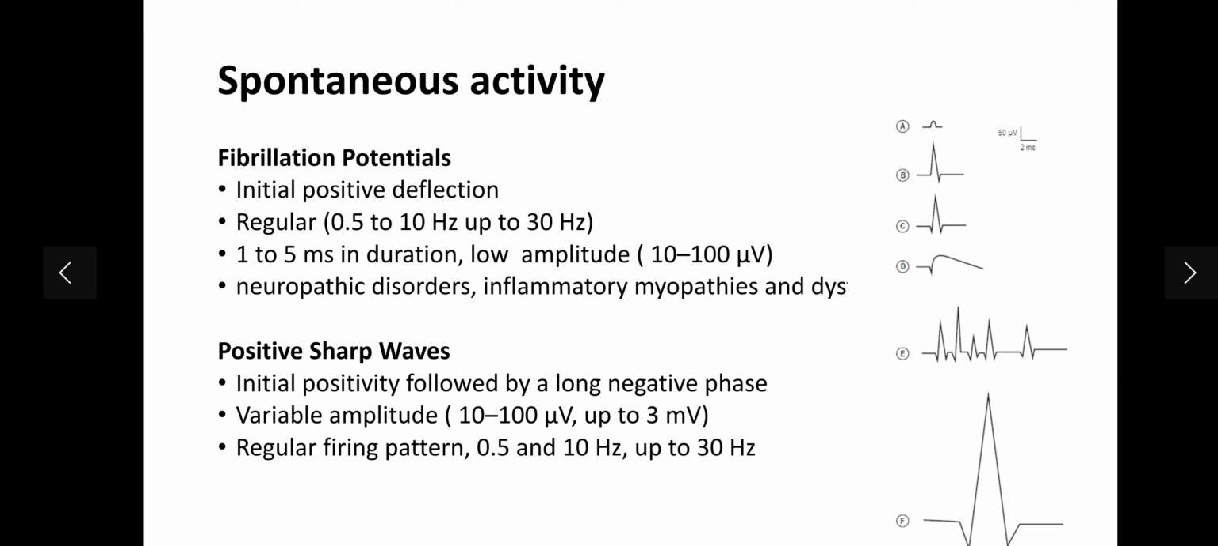Another thing is called positive sharp waves, and they have the same clinical significance as fibrillations. If you see positive sharp waves, they have the same significance. They indicate denervation. And they are muscle fiber action potentials, so they are small in amplitude, but they are different in that the initial part is a positive deflection followed by a long negative wave. We don't fully understand why it has this shape, but again it has the same significance as fibrillation, and their firing pattern is regular as well.